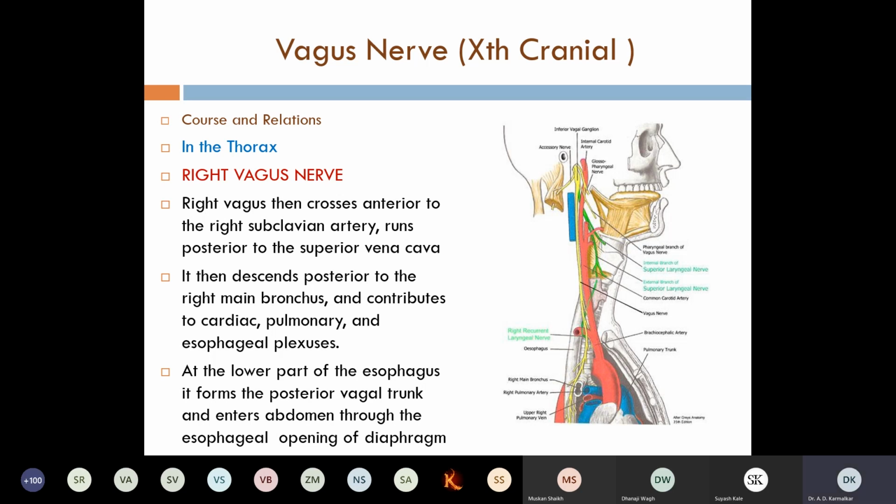So as it descends down, it is going to form the plexus. What plexus? At the root of the lung, it is the pulmonary plexus. Above that, it is the cardiac plexus, and at the lower part of the esophagus, it is going to form the esophageal plexus. That's the course.